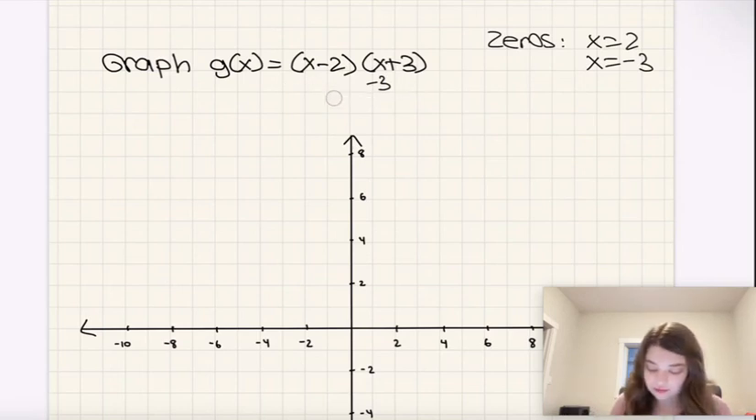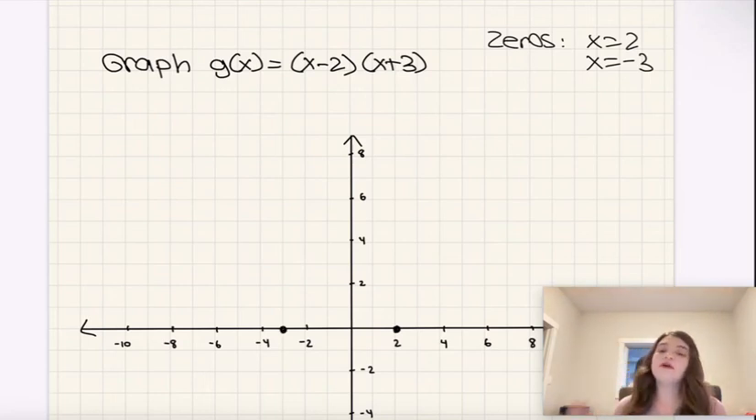Because recall that if either one of these parts of the product is 0, the whole product is 0, right? Because 0 times anything is 0. We don't even care that the other numbers are 5 and -5. It doesn't matter what they are. 0 times anything gives us 0. So now I'm going to plot those 2 points. 2 is right there, and -3 is right there.